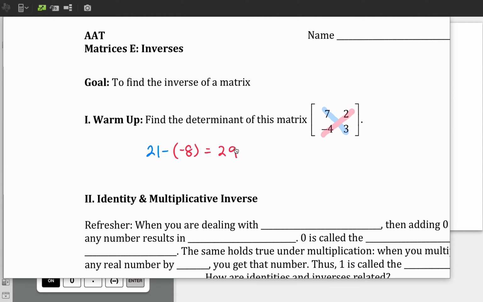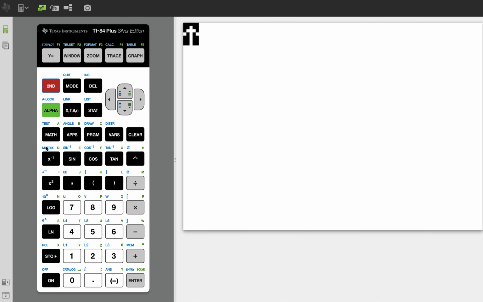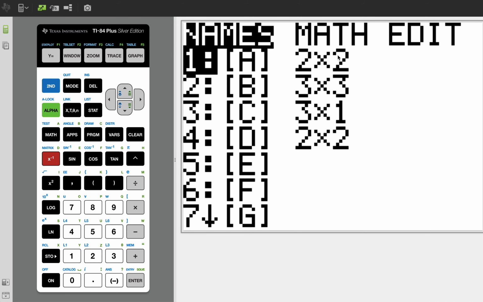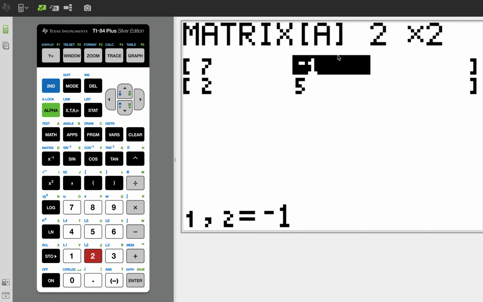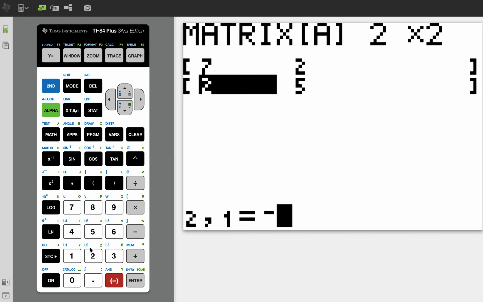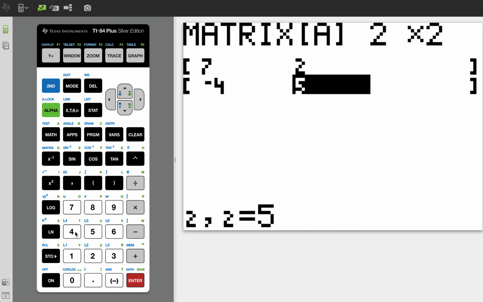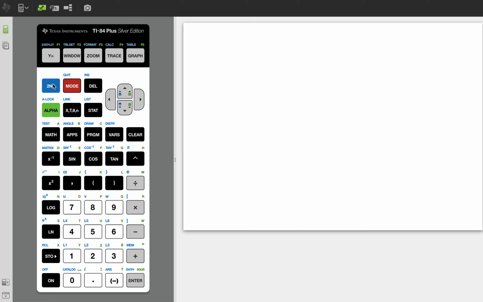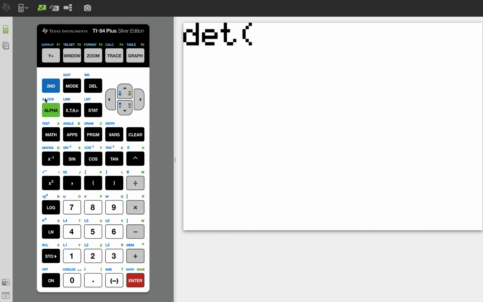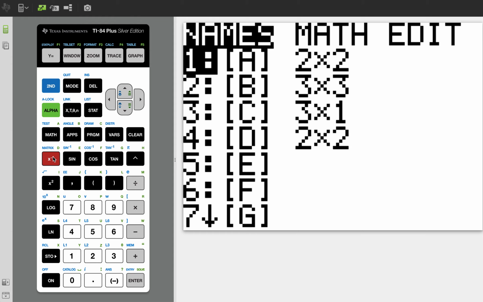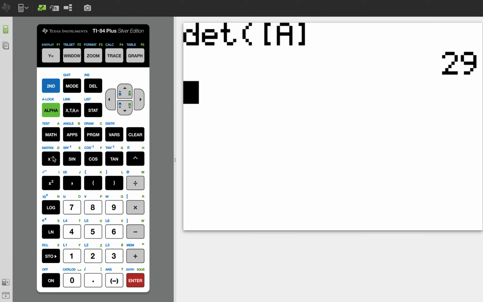Come on over to your calculator and go into your matrix menu, and we're going to edit. This one's already a 2 by 2, so we put in a 7, a 2, a negative 4, and a 3. Now we're going to exit out, go back into the matrix, hit Math, Determinant, go back into the matrix menu, and pull up the A. And here we see we get 29.